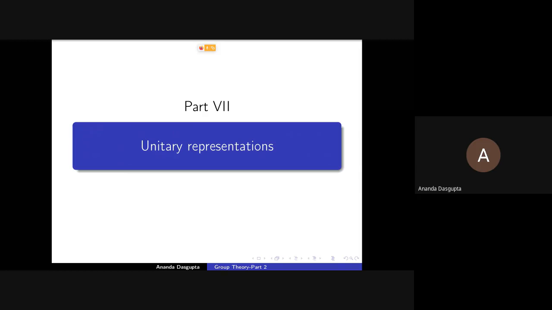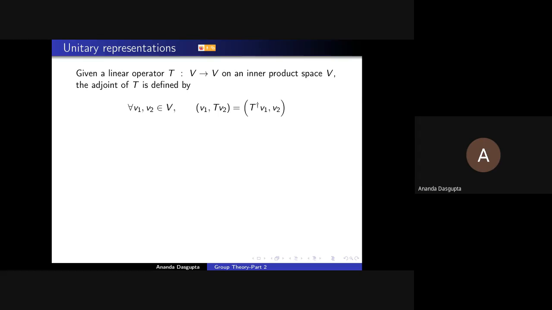Now, one more thing. I'm actually out of time, so I will take 5 minutes extra today to wrap up this topic of unitary representations. Given a linear operator, how do you define a unitary operator? I'm pretty sure all of you know this. If you have an inner product, that is, if you have a rule to associate two vectors to a real or a complex number, then the adjoint of a linear operator is defined this way.